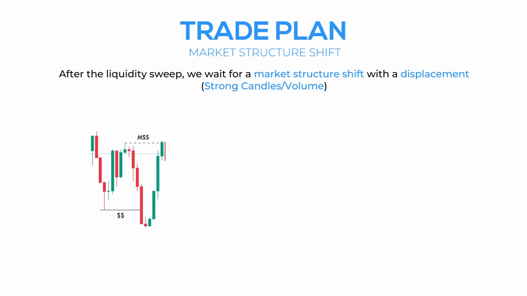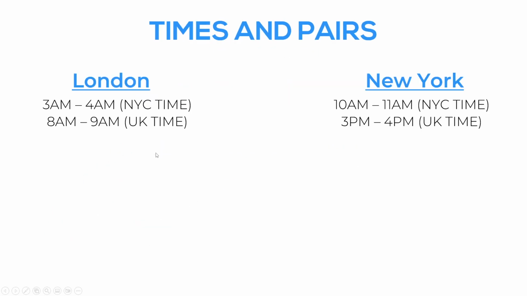If the market moves in a series of strong candles with high momentum and volume, that is a displacement, and it breaks structure. Now, you can see here we have the liquidity sweep. First thing we did, we marked out our liquidity, then waited for the liquidity sweep in between the Silver Bullet timing, which is 3 to 4 NYC time, 8 to 9 UK time, 10 to 11 NYC time, 3 to 4 p.m. UK time. Again, it's really important you look at this depending on whether you're trading the London or New York one.